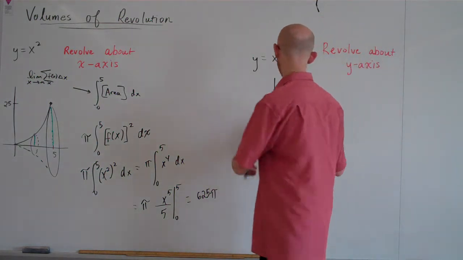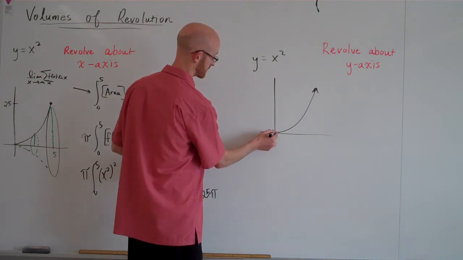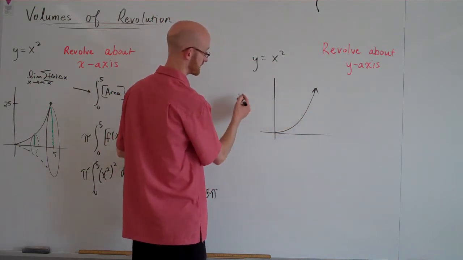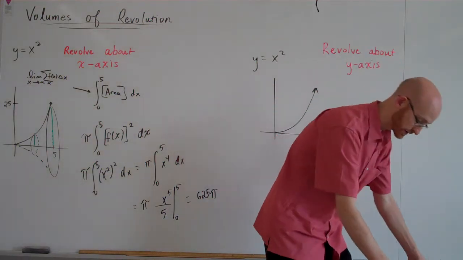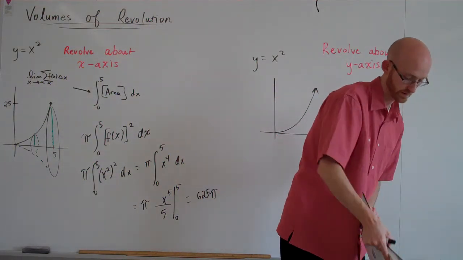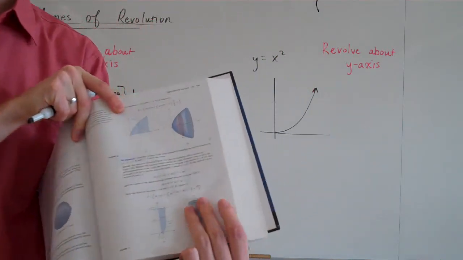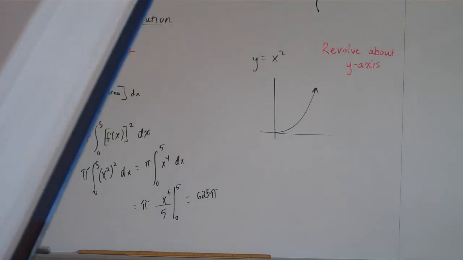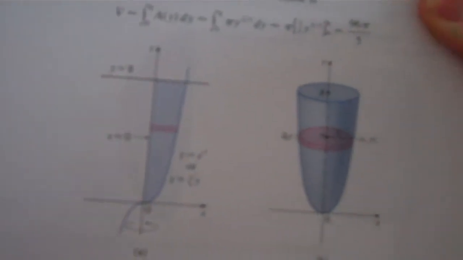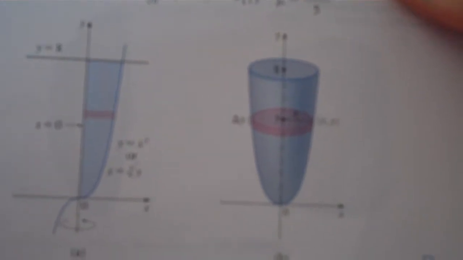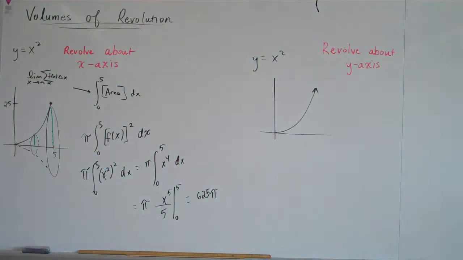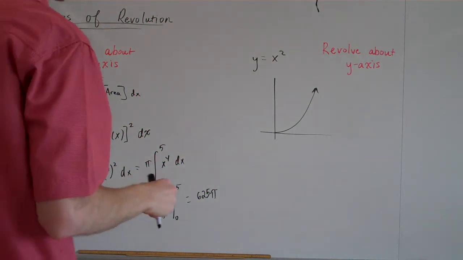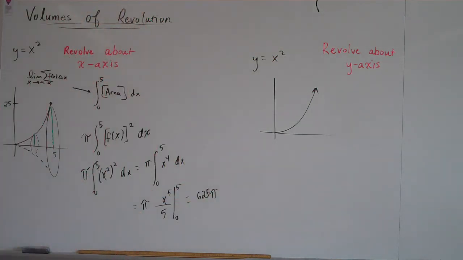So now you can imagine this is going to create disks going in this direction. And actually, the textbook has a picture of this. I'm just going to flash it to the camera. That is y equals x squared. And then that is the same exact picture revolved about the y-axis. Okay. So now what we're going to do is allow that revolution to happen.